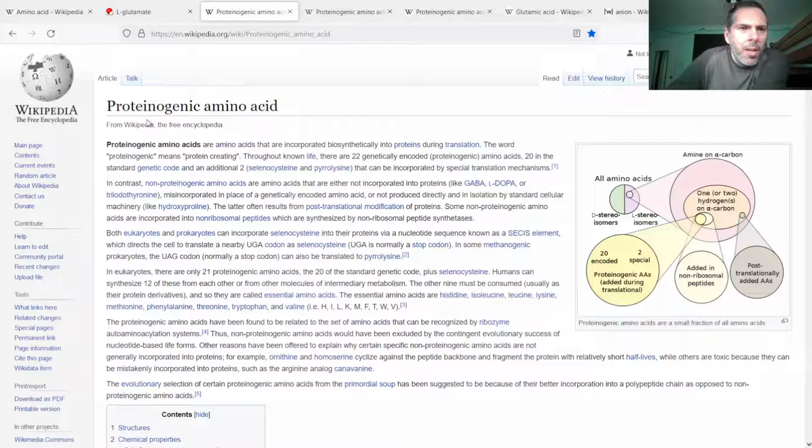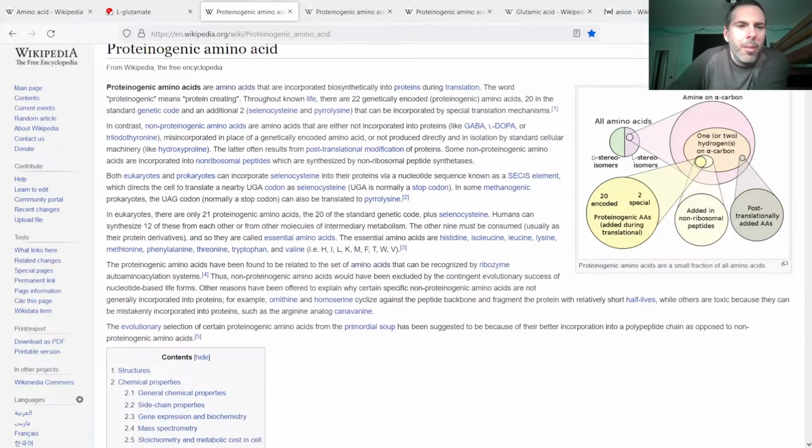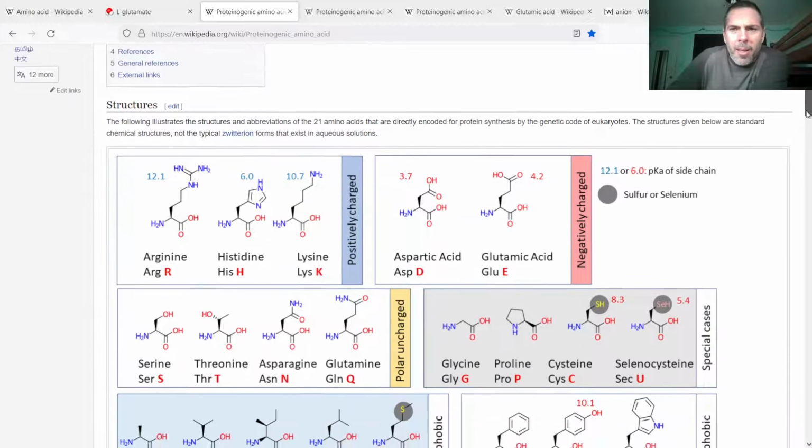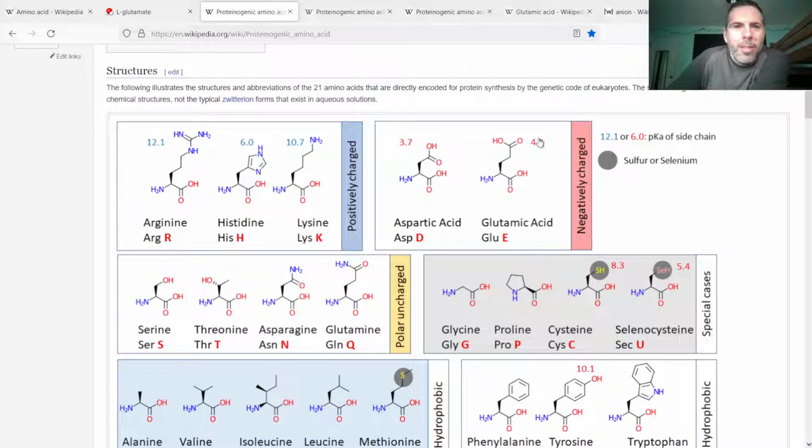So there's this proteinogenic amino acid page on Wikipedia. These are just the normal amino acids we've been talking about. They are ones that get incorporated biosynthetically into proteins during translation from messenger RNA into proteins. But there's some useful information on this page that's not on the amino acid page. You can see here all the amino acids, and we're talking about glutamic acid.